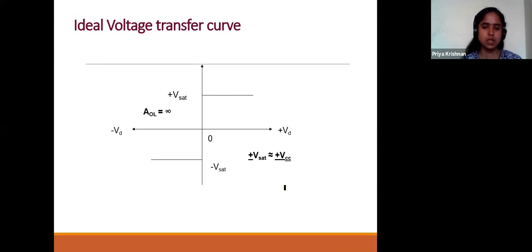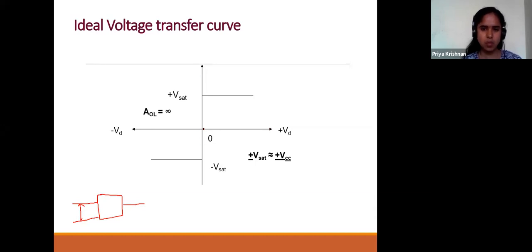Voltage transfer curve. From the block of differential amplifier, there are two inputs and one output, and here the difference is VD. So VD is the difference between V1 and V2. That VD I take on the x-axis, and this is the output.